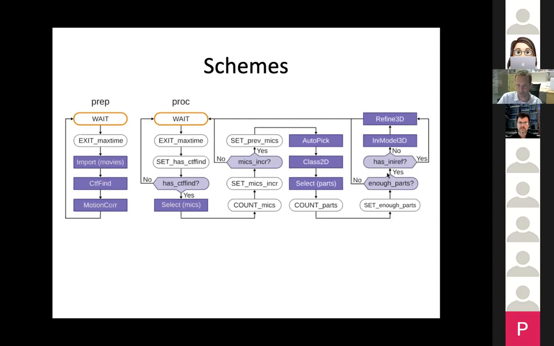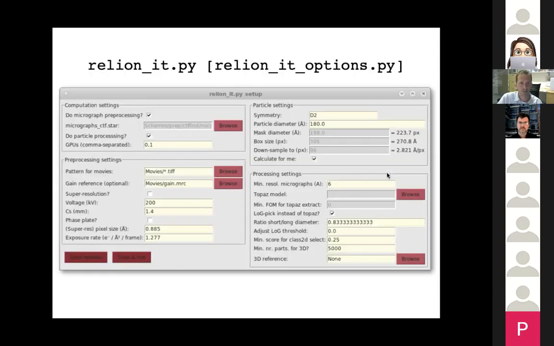You can do these complicated things, and what I hope is people will use this framework to adapt these things for their own systems. So this is what the RELION-int.py GUI looks like. If you type RELION-int.py from the command line in your project directory, you get this GUI. You can do micrograph pre-processing and/or the particle processing. The particle processing uses the GPUs, which you need to specify here. And then you just specify where your movies are, and your typical parameters of the microscope experiment for the pre-processing. And for the picking, refinement, etc., you just specify how big your particle is.